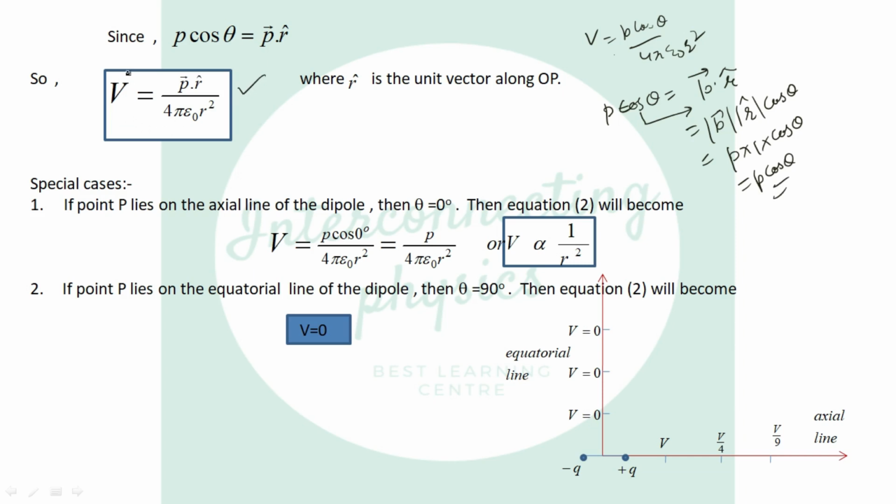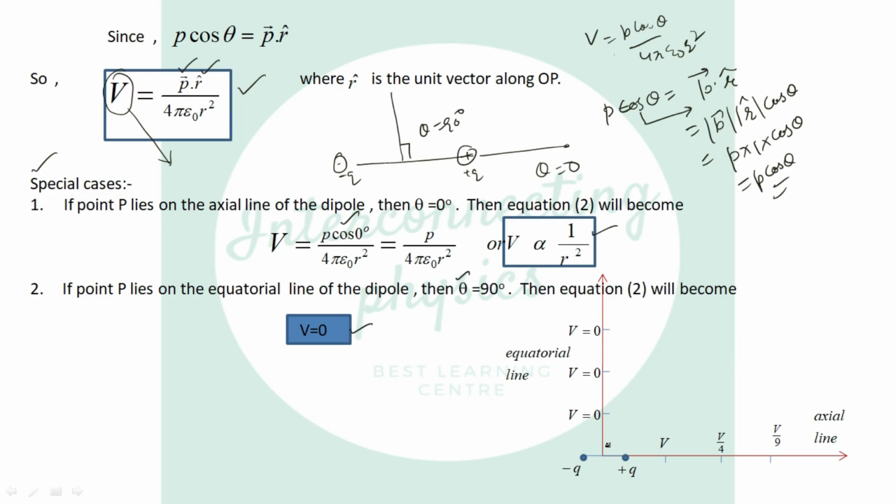So this is the final result. And you see from here, electric potential is a scalar quantity because it is the dot product of p dot r cap. Now special cases: if point P lies on the axial line, suppose this is minus q, this is plus q, and point P lies here on the axial line, then theta will be 0, cos 0 will be 1, and the result is p over 4 pi epsilon naught r square. That is, V is inversely proportional to r square. And if point P lies on the equatorial line, then theta will be 90 degrees and cos 90 will be 0.